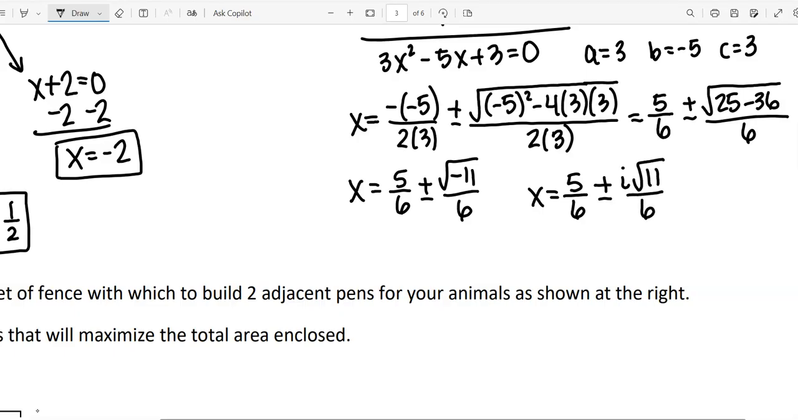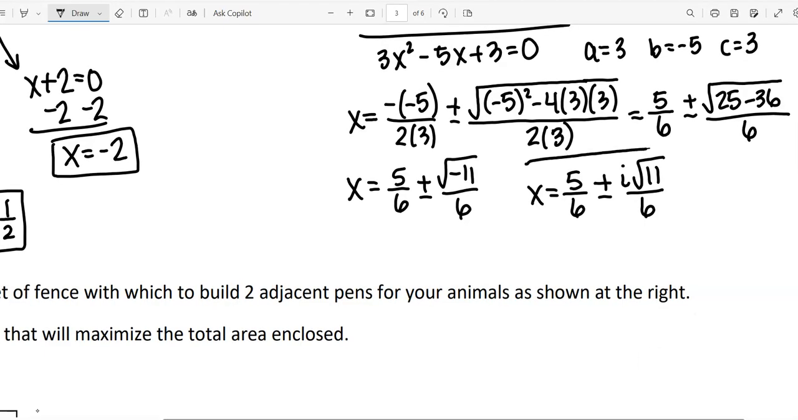Can I write that as an ordered pair? Is the i included in the over 6? Do what? The i's included in the over 6? Yes. The denominator is 6 and the numerator is i square root of 11.